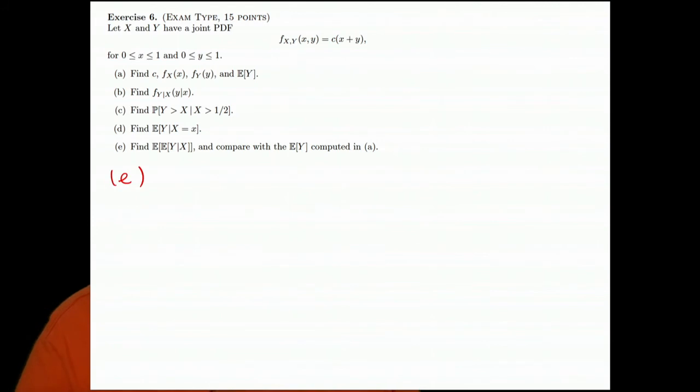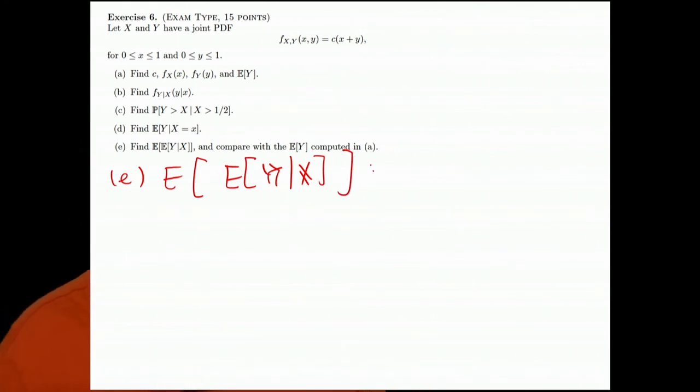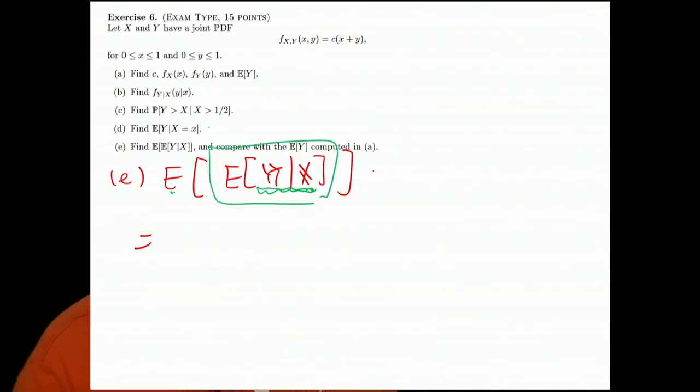Next question, find the double expectation. Inside this, you'll get from part D that it will be a function of x. So in this expectation, inside this expectation, here will be a function of x. So it should be x.